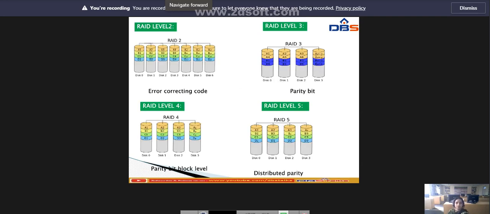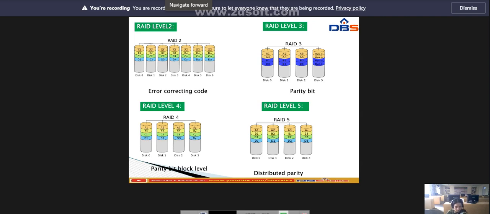Next, coming to RAID level 2. What is the use of RAID level 2? In the RAID level 2 mechanism, all the disks participate in the execution of every input/output request. Data striping is used. Error correcting code is also calculated and stored with the data. It is not implemented in practice due to high cost and overheads. So this is RAID level 2, the error correcting code.